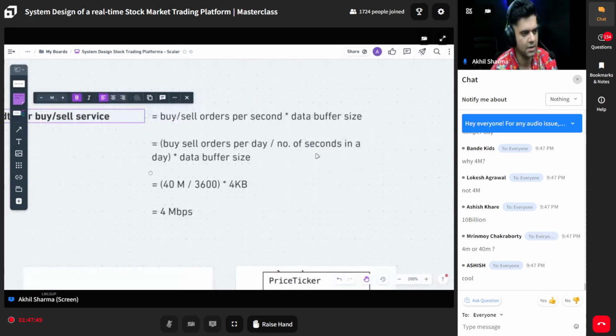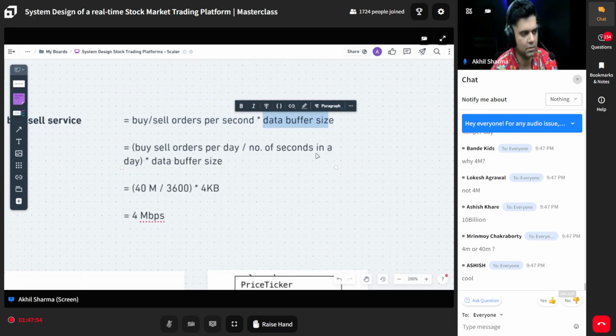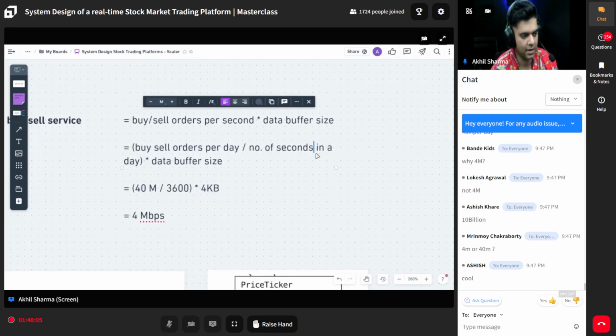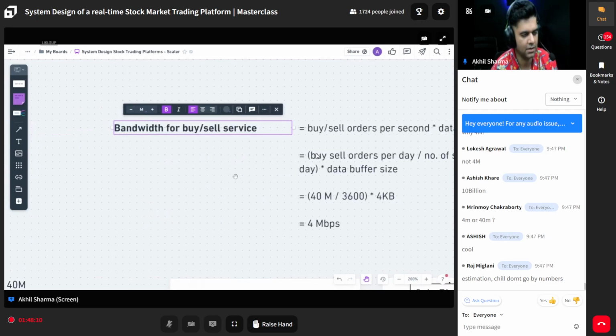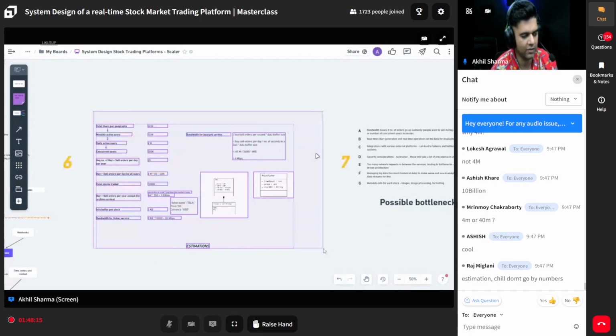Okay. What's the bandwidth for the buy and sell service? That is basically buy and sell orders per second into the data buffer size. So buy and sell orders per day divided by the number of seconds in a day into data buffer size. Data buffer we know is 4 kilobytes. Buy and sell orders per day we know is 40 million, and the number of seconds in a day is 3600. So that means 4 Mbps. So we need 4 Mbps bandwidth for the buying and selling service. So at least we're starting to get an idea about the kind of scale we're working at, right?